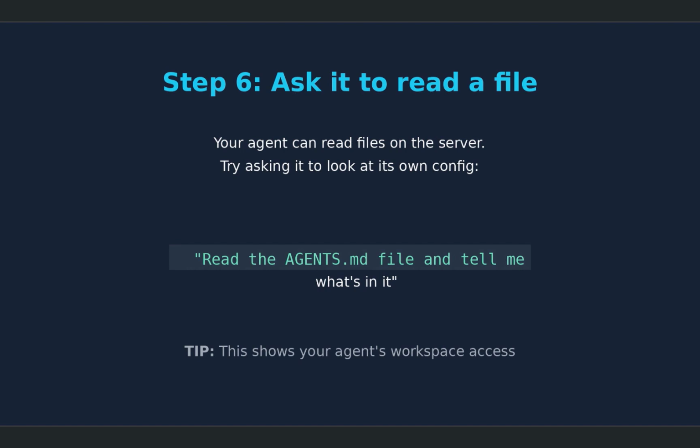Step 6, ask it to read a file. Your agent can read files on the server. Try asking it to look at its own config. Say, "read the agents.md file and tell me what's in it." This demonstrates your agent's workspace access.